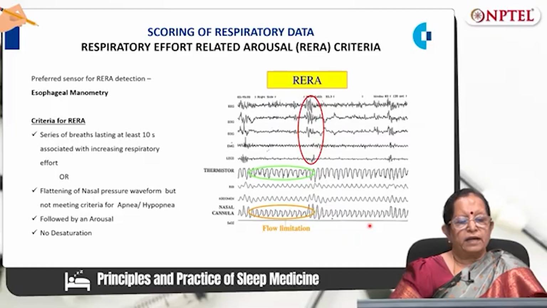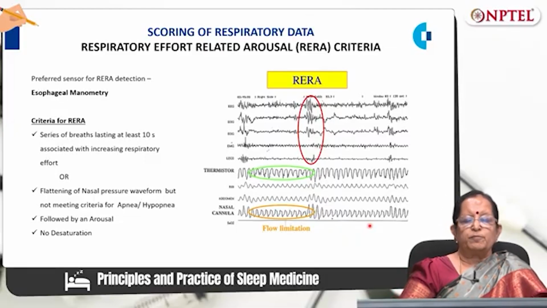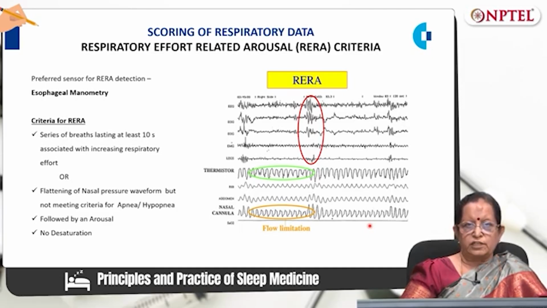I was talking about RERA. What is RERA? Respiratory effort related arousal criteria. We have certain criteria. For RERA the preferred sensor will be esophageal manometry. What are the criteria for RERA?